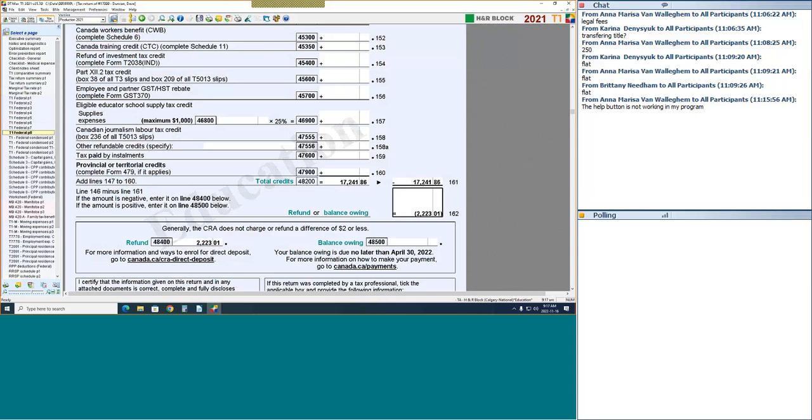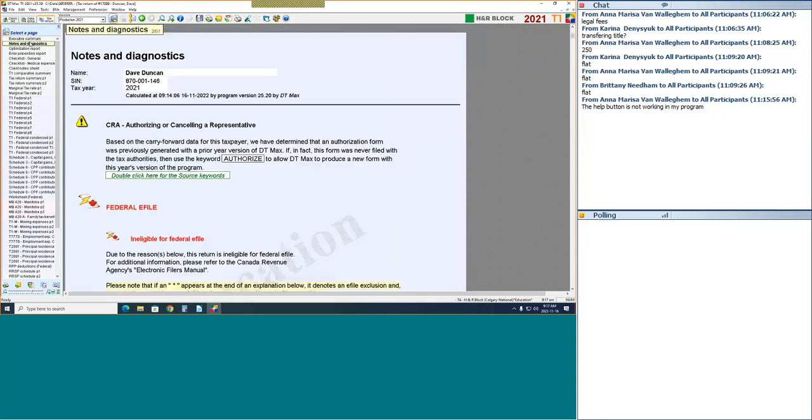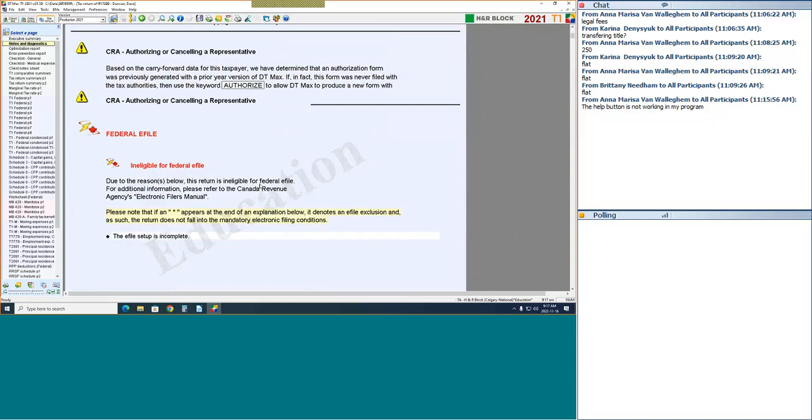As I do, I want to remind you that there are lots of pieces of information up at the top on the left side that you should be using all the time. Notes and diagnostics. I would like to make sure everyone notices their notes and diagnostics. Should be the first thing you check. Make sure you've cleared your warnings, that there are no warnings.